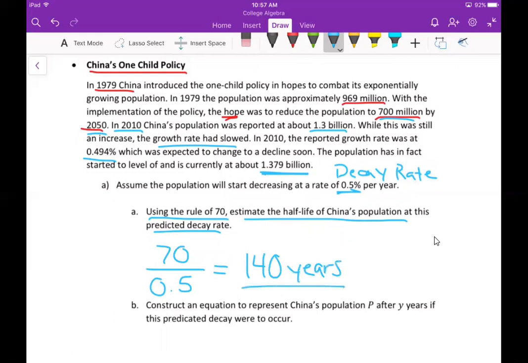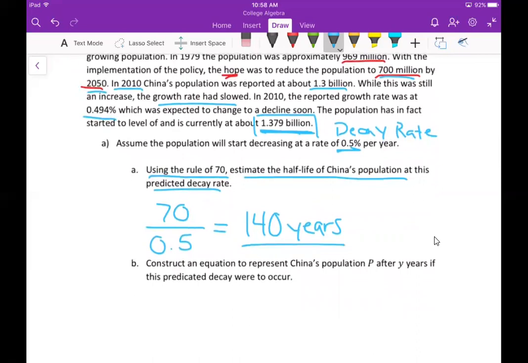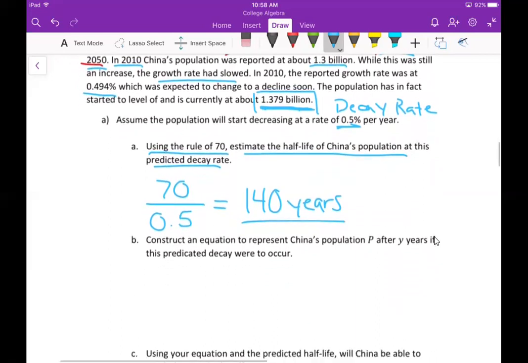So we would expect that current population, where it's leveling off at that 1.379 billion, to halve in 140 years, approximately, by using that rule of 70 to estimate that half-life. So that is a pretty slow decay rate, right? 140 years, but half of your population, and you're looking at about, I don't know, 700 million people there. So that's a lot of people for the population to go down by. For that to only take 140 years, I mean, that's kind of up to you as to whether you think that's faster than you thought it would be or slower, okay, with that particular decay rate.